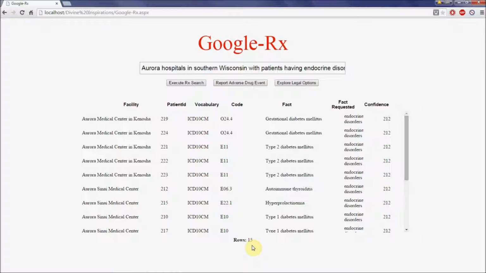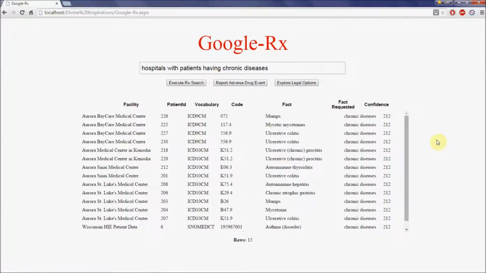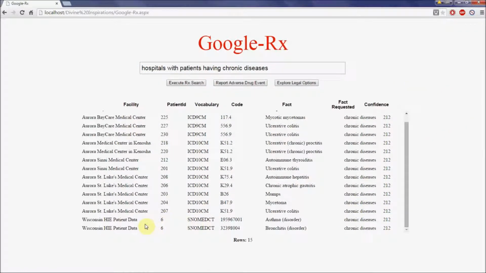Instead of a patient population limited to Aurora hospitals, GoogleRx has the ability to query theoretically across all healthcare institutions in the United States. Now, in this demonstration, GoogleRx is emulating this using a collection of databases running on various servers. Let's consider the following example of what a query across the US might look like. Hospitals with patients having chronic diseases. Notice that patient data from a fictitious healthcare information exchange show up.